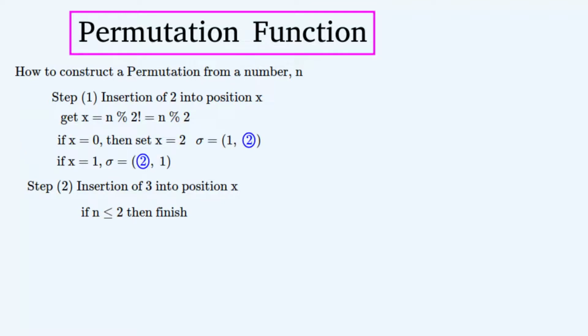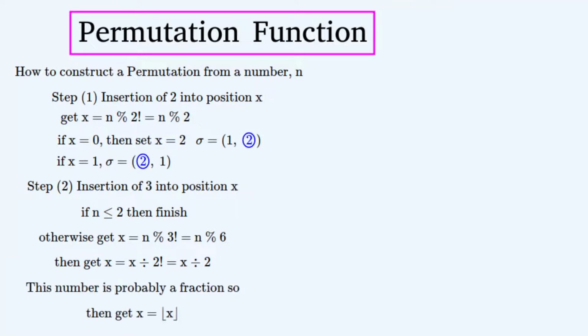If n is less than 3, we'll finish here. If not, we'll have to find a position to insert 3, which is x. We'll calculate x according to this formula. And then we'll divide it by this number 2. We'll modulate it by the factorial of 3, and then divide it by the factorial of 2. And this number probably won't be an integer, so we'll apply the floor function to it, and get the next lowest integer. We can pack all of this up into this one equation.